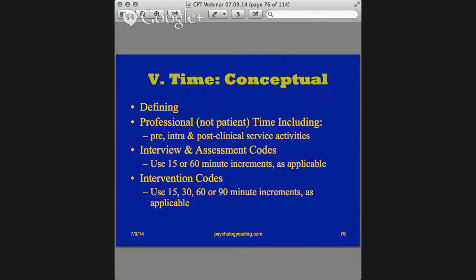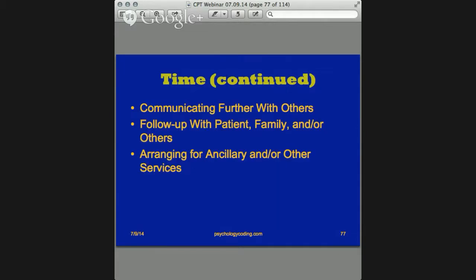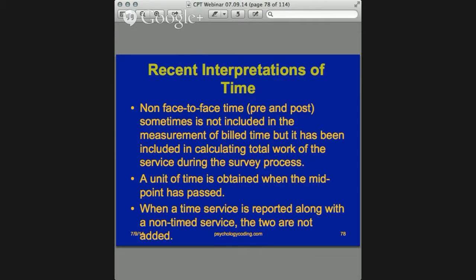Most of the assessment codes are 16 minutes, except the H&B, which I mentioned to you, are 15 minutes. It also involves communicating further with others, follow up with patient or family, and arranging for other kinds of services like referring the patient to a speech therapist, neurologist, the pediatrician, as the case may be. All right, non-face-to-face time, that is pre and post, sometimes is not included in the measurement of bill time, but it has been included in calculating total work of service during the survey process for technical services.